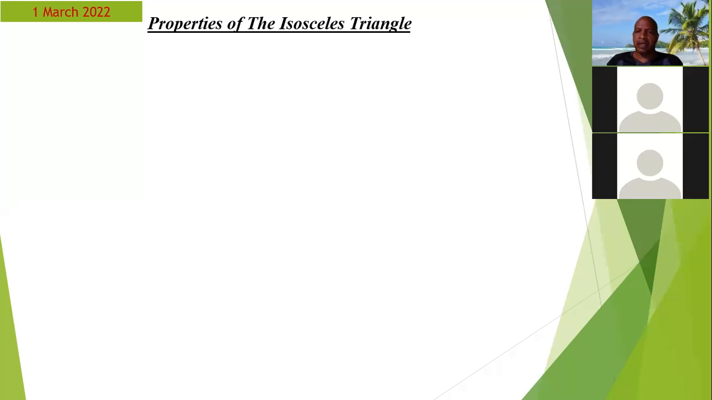Yeah, go ahead, Lamar. Sir, an isosceles triangle is a triangle with two equal sides and an unequal side. Okay. Two sides would have the same length and one would have a different length. All right. Anything else you can say about the isosceles triangle in terms of properties?